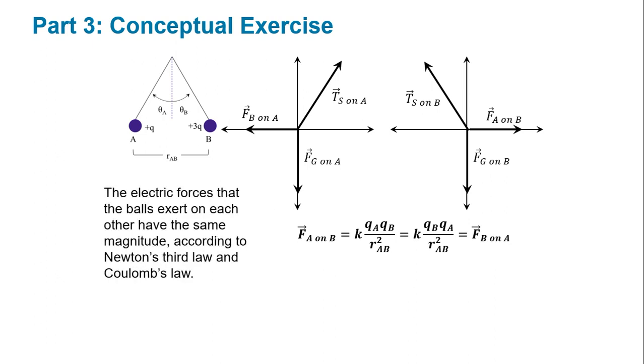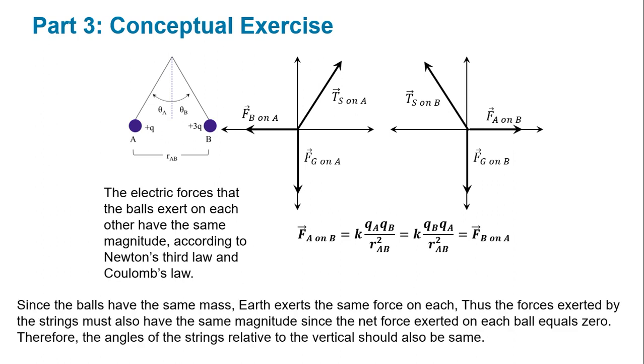Obviously, the electric force that one ball exerts on the other has the same magnitude according to Newton's third law and Coulomb's law. So they coincide, which is always a good thing. Generally, when laws conflict, they're no longer laws. That's bad. So since the balls have the same mass, Earth exerts the same force on each. So you have the force going down and the force going to the left or right is the same. The forces exerted by the strings must also have the same magnitude, since the net force exerted on each ball equals 0, because it's static.